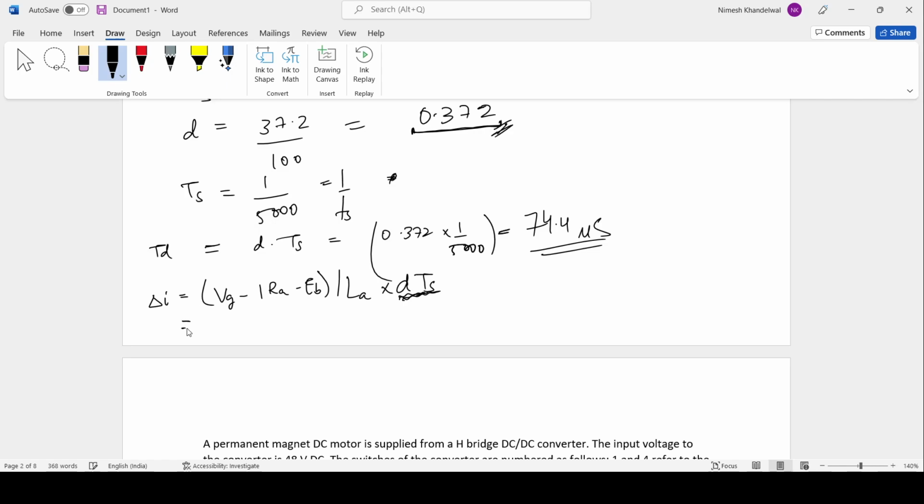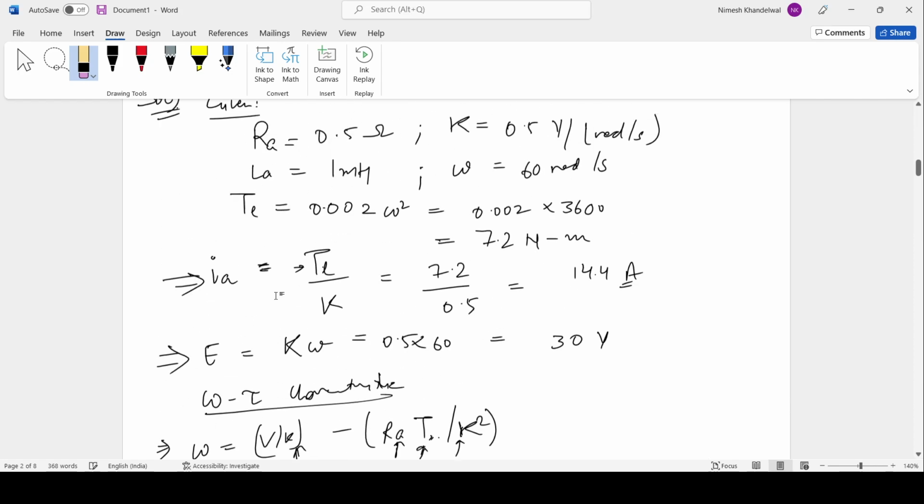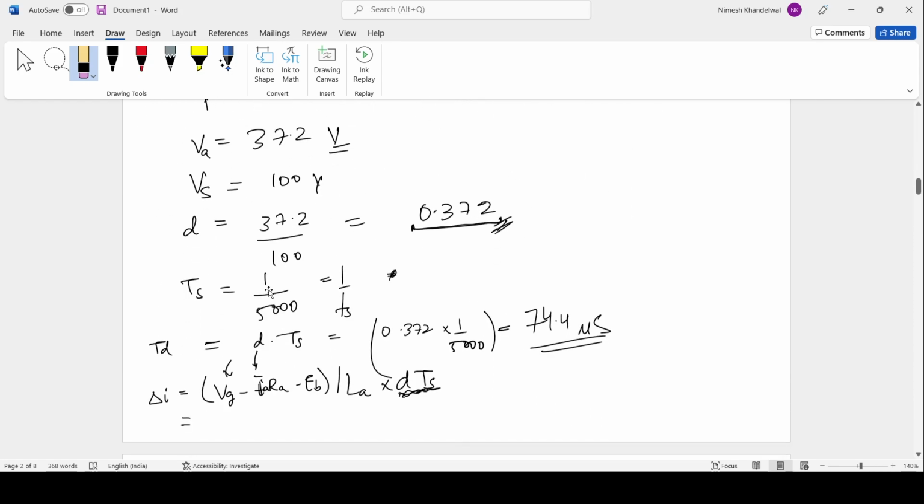So when you substitute, now you have everything. You have your VG, that is your source voltage. You have your I, that is your armature current, IA. I should use the same symbols that I had used above.